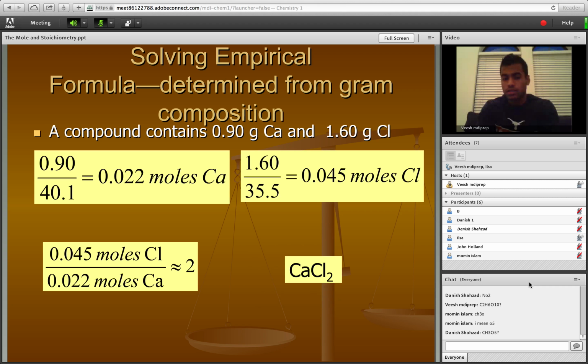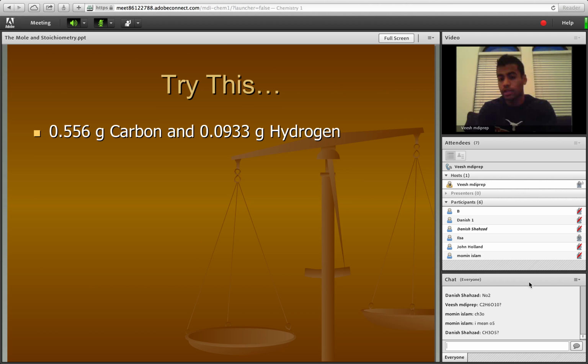Kind of like in the last one, so if you look at the last one, these were the steps. So we figured out the number of moles, and we divided the larger amount of moles by the smaller amount of moles, and then we were able to figure out our empirical formula. So just like that, I want you to do it for carbon and hydrogen, for these 2 amounts. Okay. So first we need to find the moles of both.